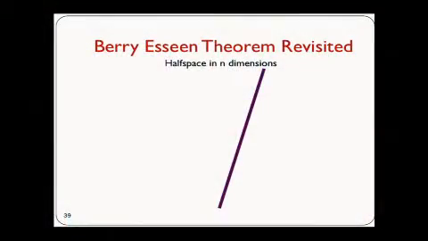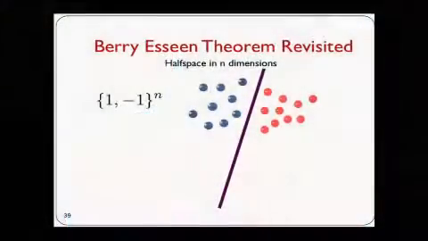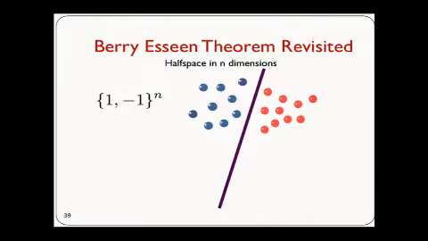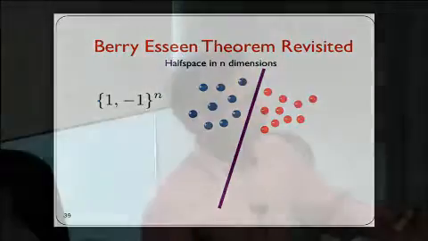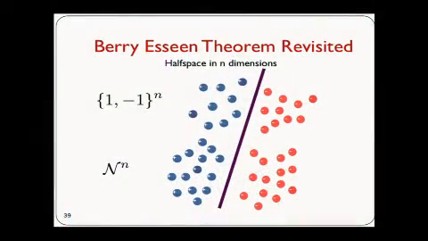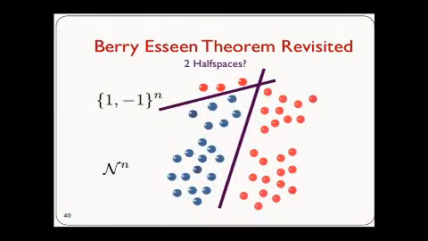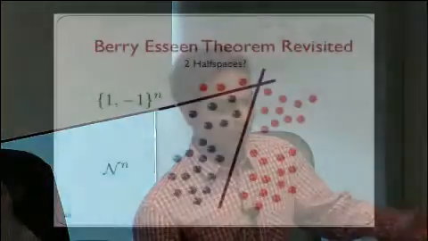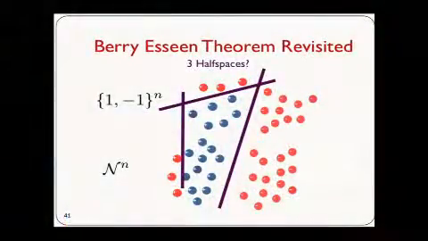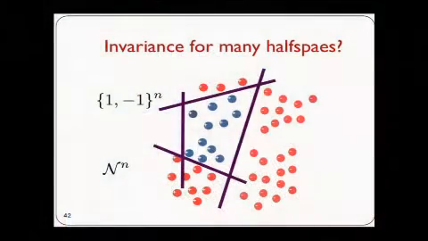And geometrically, we have a half space in n dimensions, and the Berry-Esseen theorem says that the probability that a random point lies on the positive side under the uniform distribution on the hypercube is close to the fraction of points that lie on the positive side under the Gaussian distribution. And given this geometric picture, it's natural to ask what happens if you have 2 half spaces, or 3 half spaces, or more generally, if we can have an invariance principle for many half spaces.